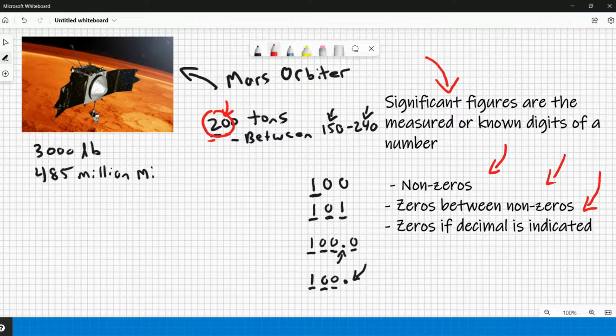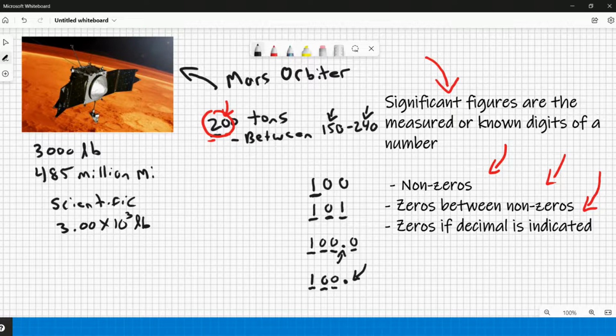This is where our old friend scientific notation swoops in to save the day. The beauty of scientific notation is that it is a way of writing out numbers without placeholder zeros, so there's no ambiguity about the number of significant figures. For example, someone might provide you with the weight of the Mars orbiter written out in scientific notation. They might provide you with a number that looks something like 3.00 times 10 to the third pounds. In other words, 3,000 pounds in scientific notation.